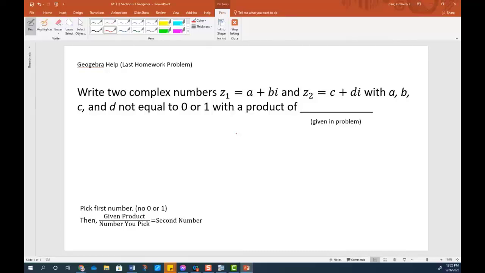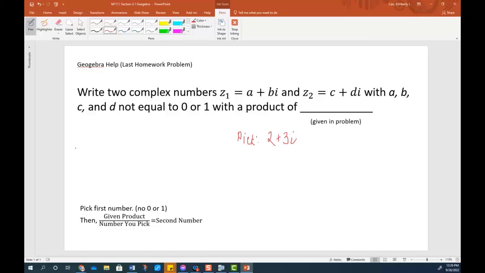Now I am going to pick, and it doesn't have to be like this at all, I am choosing to pick 2 plus 3i because I can't pick a 0 and I can't pick a 1, but I can pick a 2, I can pick a 3. I could pick 117 over 23, but who wants to? Don't pick something that makes your work too hard. Now, after you pick your first number, notice it says then the given product, whatever they give you in your homework, over the number you pick. When you simplify it, you will get your second number.